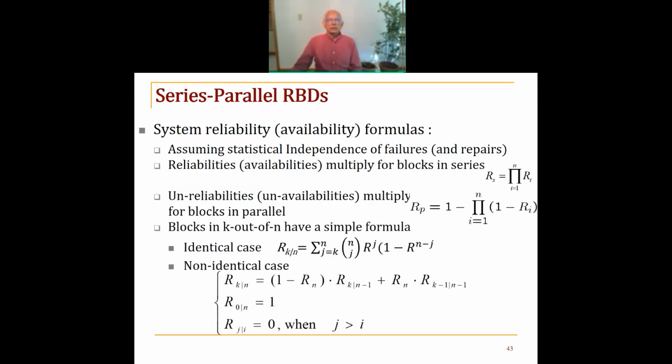Yes. Okay, so this is used in factoring. Suppose I have n components. Let's consider the nth component. It's either up or down. So I'm factoring on the nth component. What is the probability the nth component is down? 1 minus Rn. What is the probability the nth component is up? Rn. And now, if the nth component is down, then I need at least k out of the remaining n minus 1.